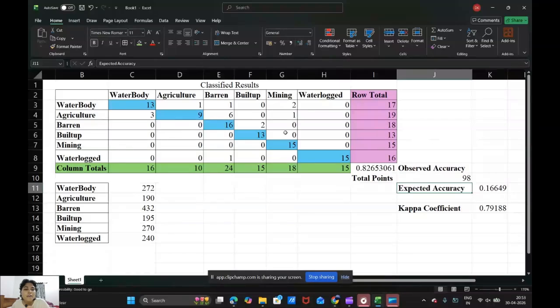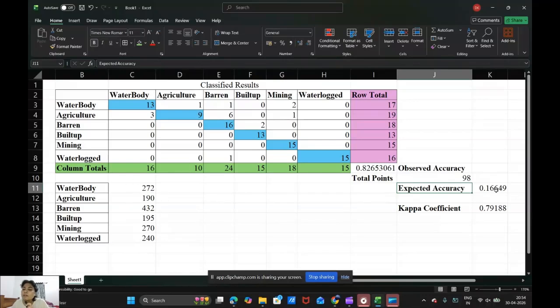Similarly we go for barren row and barren column, both multiplying together, then built up row and built up column multiplied together, mining column and mining row, whatever that total is multiplied together, waterlogged column total and waterlogged row total, both of them multiplied together. We are getting 40. So this is our total.